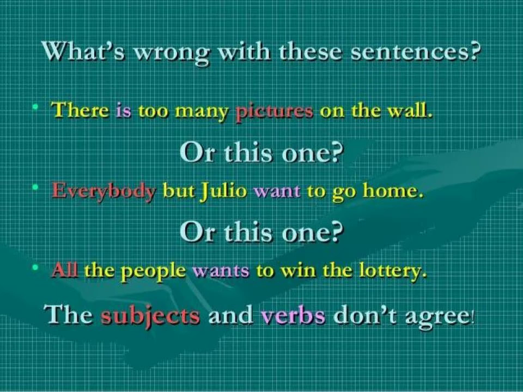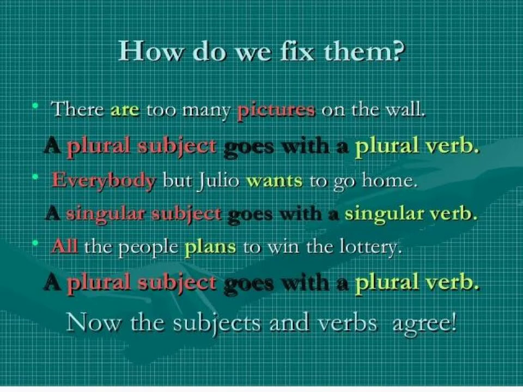In the first one, there are too many pictures. There are too many pictures on the wall. "Is" will not come. What will come? Okay, in the second one, look: Everybody but Julio wants. Julio is a singular subject. So look here, how we fix them, how to write the proper answer. They have given it here. So there are too many pictures on the wall.